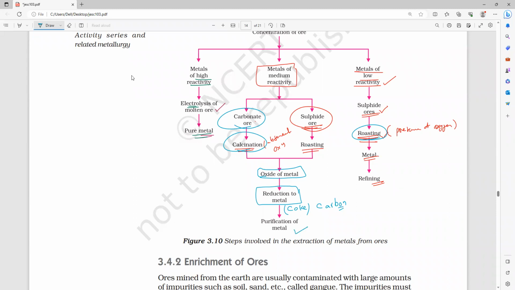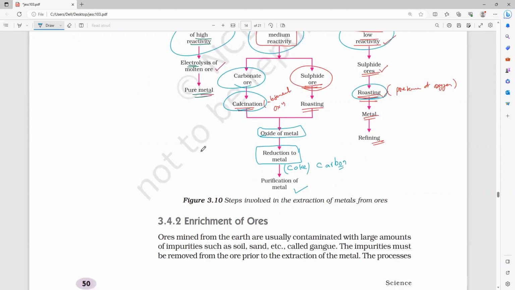So these are the steps involved in the extraction of highly reactive, low reactive, and moderately reactive metals. For moderately reactive metals, a larger number of equations and more steps will come. But without this flow chart, you people cannot answer the questions which come from this concept. Okay, so let's start now.